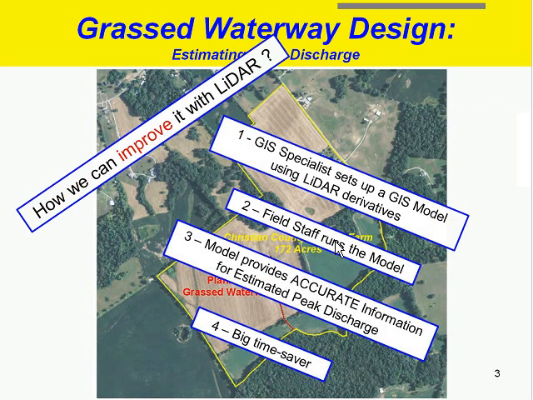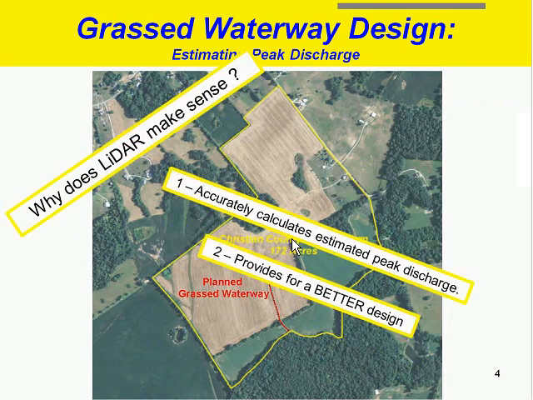Well, we're going to use a GIS tool. We're going to demonstrate how we utilize these very accurate LiDAR derivatives to get the answers that we need. So we've set up a model to do that. Even though it's a complex model, it's very simple for the field staff to run. And most important, the results they get are very accurate information for estimating this peak discharge to build this waterway. And it's a huge time saver for the field folks.